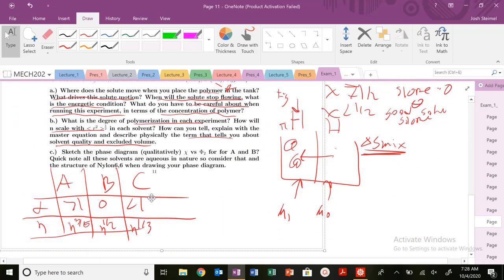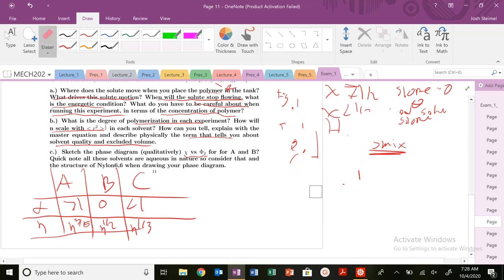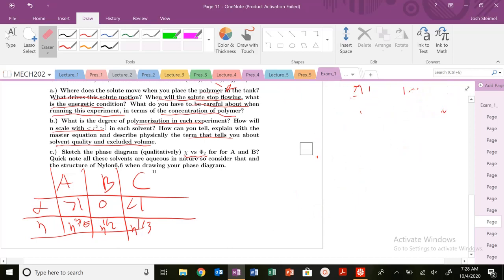And then it says, sketch the phase diagram qualitatively, chi versus phi2 for A and B. A quick note: the solvents are all aqueous in nature, so consider that when drawing the phase diagram. This is a really tricky question, but I really liked it. So let's think about what's happening here.